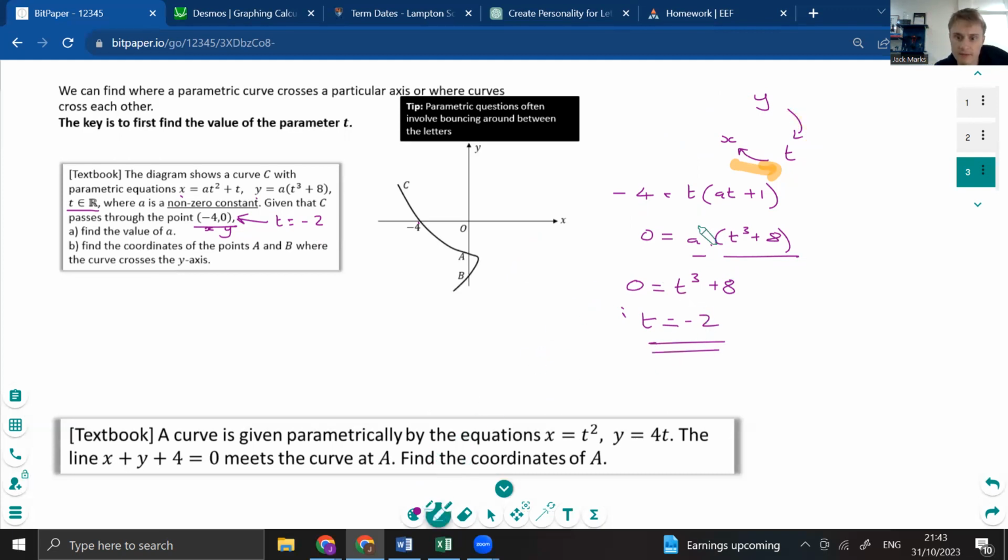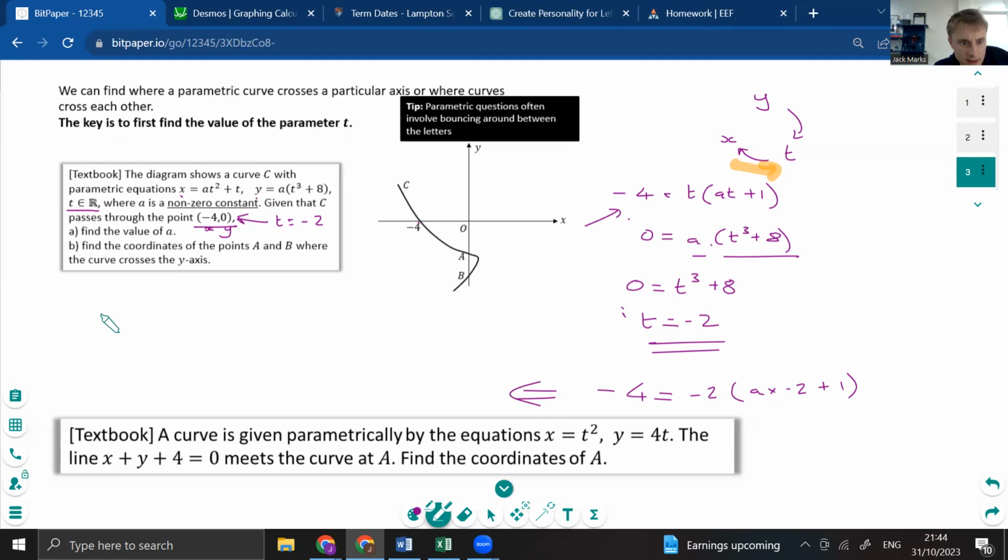So let's use this value now with the one at the top. So I can still use -4 because (-4, 0) is a coordinate. So they have the same t value to result in this. So -4 equals, now t is -2, and I don't know what a is, a times (-2 + 1). Let's write that over here.